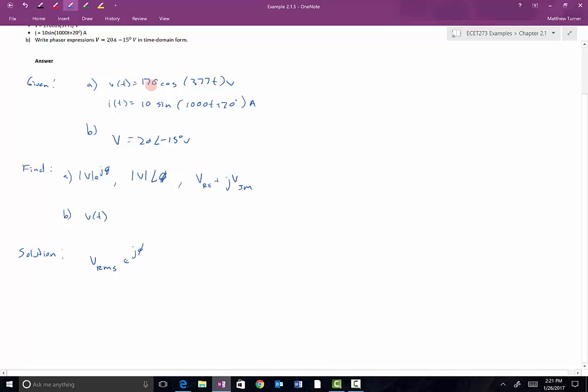So we know that the peak value of the voltage is 170. So V RMS is equal to 170 over root 2. That gives us 120.21 volts. There is no phase shift indicated in this, so phi is equal to 0 degrees. Combine those together, and we get that the voltage phasor in part A is equal to 120.21 at an angle of 0 degrees volts.